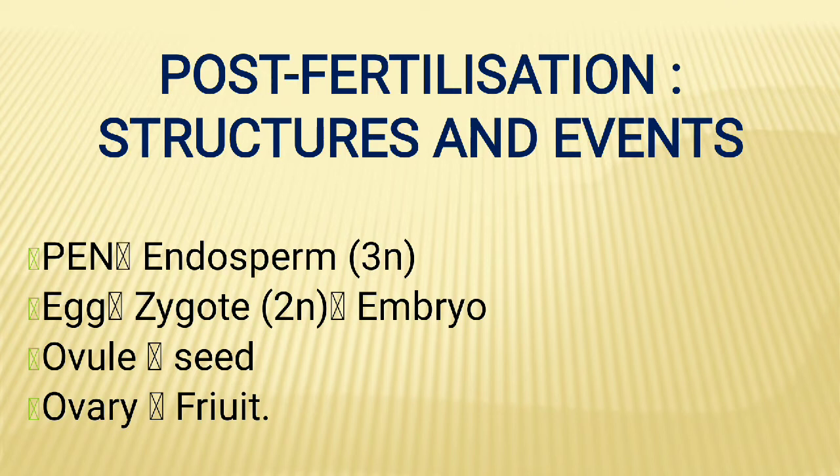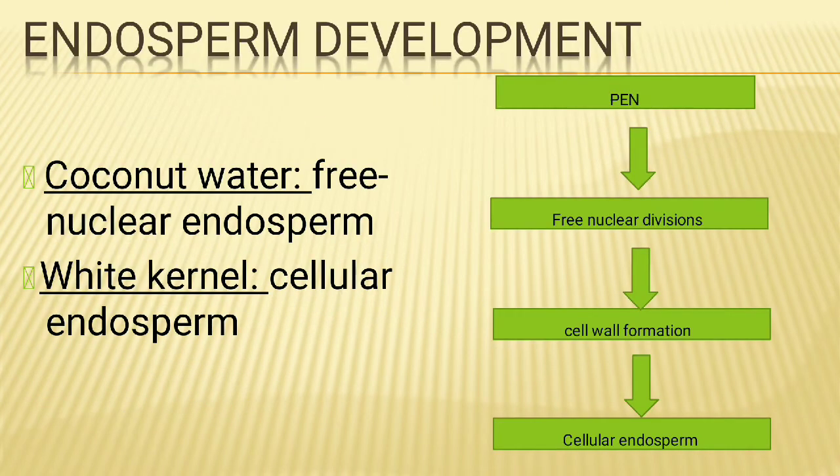The rest of the post fertilization events are ovule structure. We know the ovule gets converted into seed, and the ovary is formed into fruit. So we'll start with the endosperm development first. One by one we'll study. Next is embryo, then seed, then fruit. Here are some examples of how the endosperms are formed.